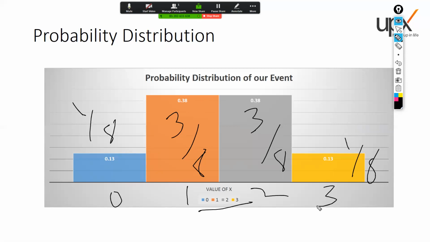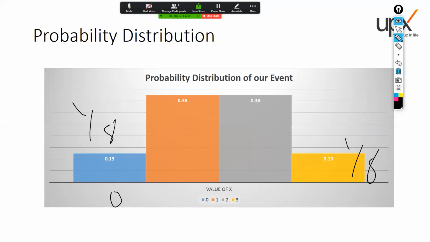So now if you see, you are slowly able to see a bell curve, a histogram, right? Something that resembles a bell curve, isn't it? We are going to see this in more detail during the rest of our discussions. But remember, this is called the probability distribution of our event. What is our event? Throwing a coin 3 times.